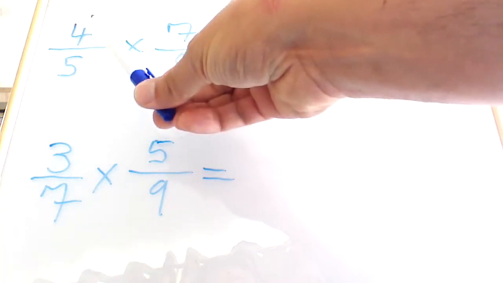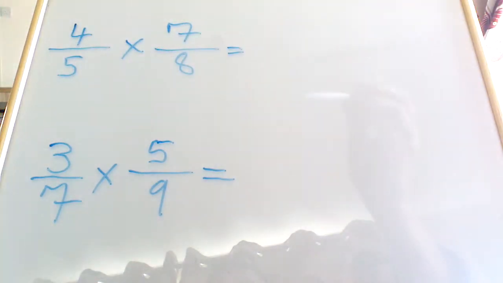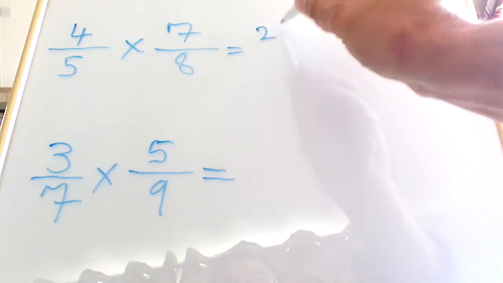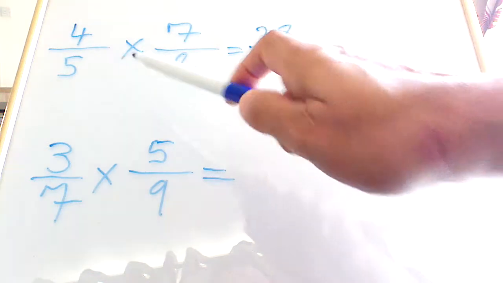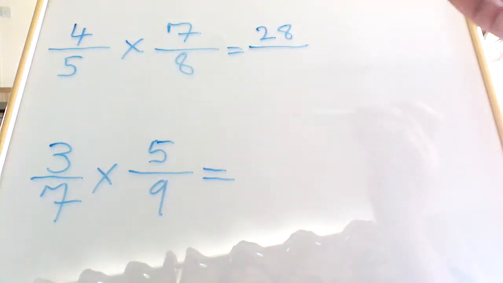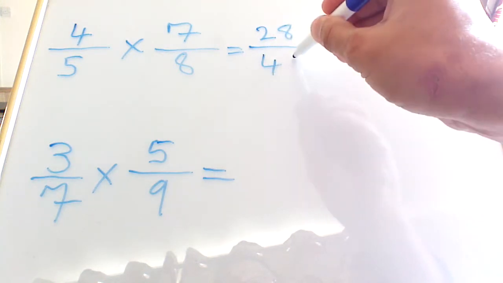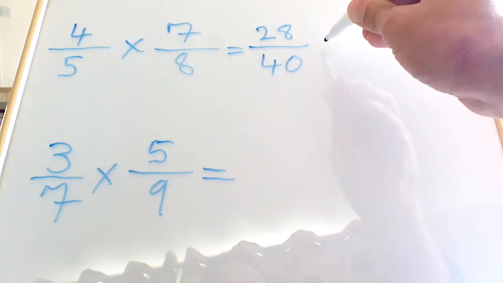So let's start with the numerators. So we're going to go 4 times 7. 4 times 7 is 28. Right, now let's multiply the bottom numbers, which are the denominators. 5 times 8 is 40. Okay, now what we're looking for now is what we call the highest common factor.